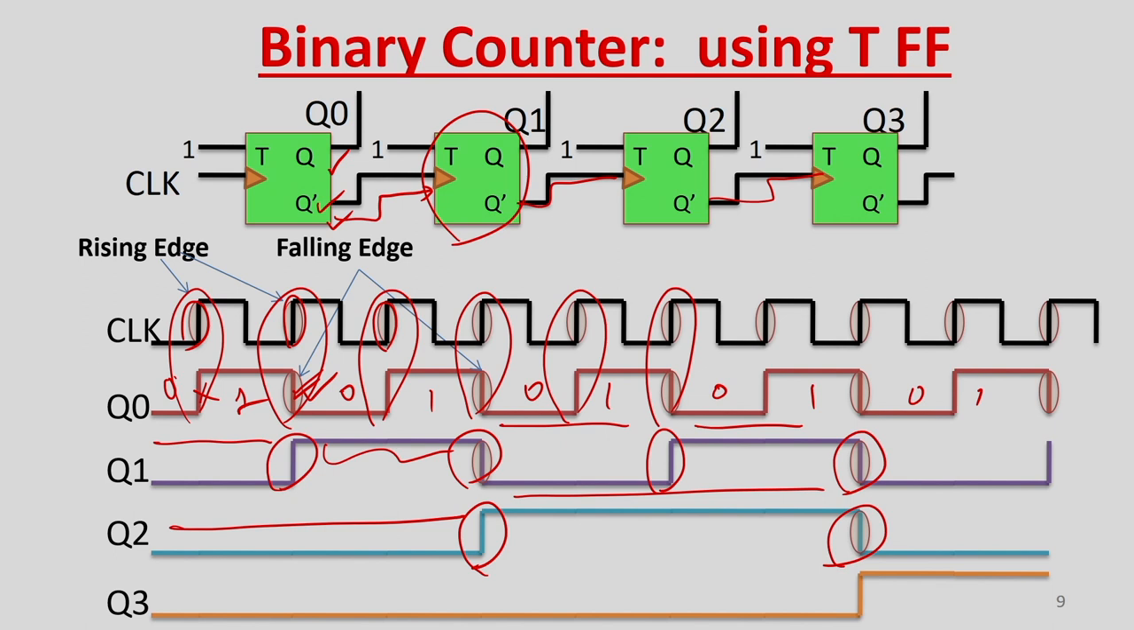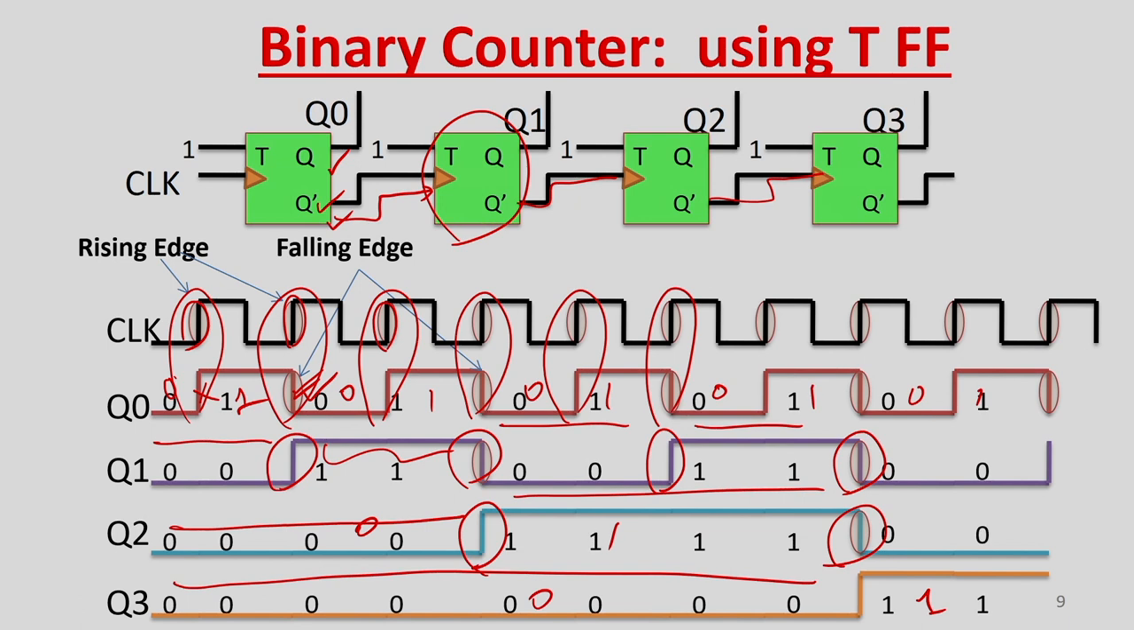So, for Q3 also it does the same thing. Every 2 times Q2 changes, from 0 to 1, that means what we wanted is happening. And what is the value we are getting? This is 0, 0, 0, 1, 1, this is 0, 1, 2, 3, 4, 5. It is counting in increasing order. And this circuit behaves the way we want. That means, whatever counter you want to design, we are able to design a 4-bit counter using 4 T flip flops.